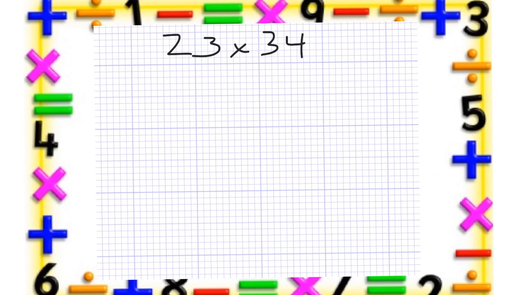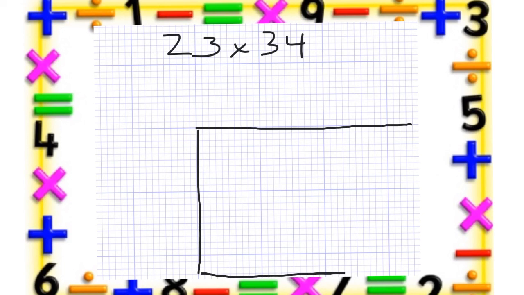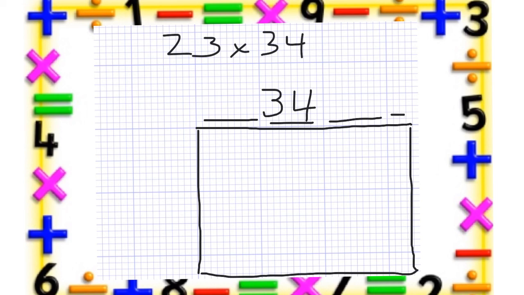I can do something really similar, but without base 10 blocks, using graph paper. So again, I'm going to draw an array, and I'm going to make that array be 34 by 23. So I'm making a rectangle that's 34 this way. And I was able to count my tens really nicely in the type of graph paper I had. That's a 10, 10 more, 10 more, and 4. And then here is 23. 10, 10, and 3 more. Very similar to my base 10 blocks.